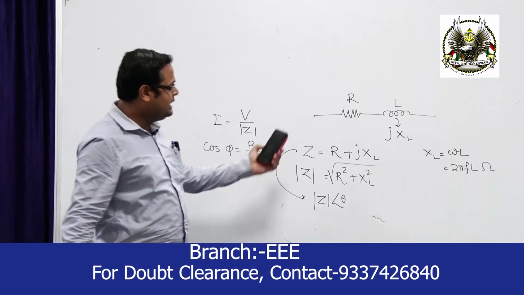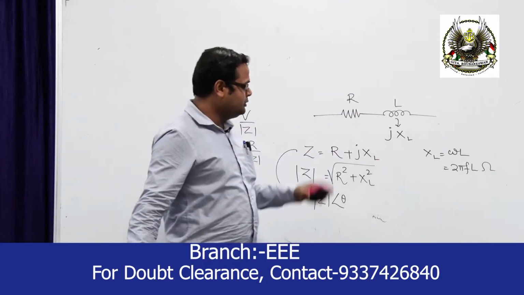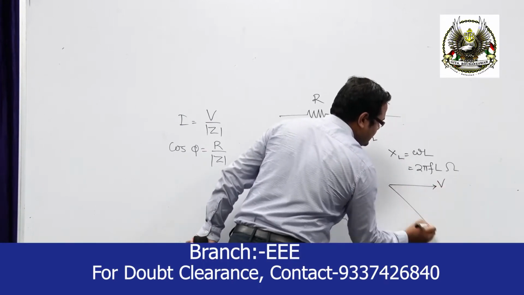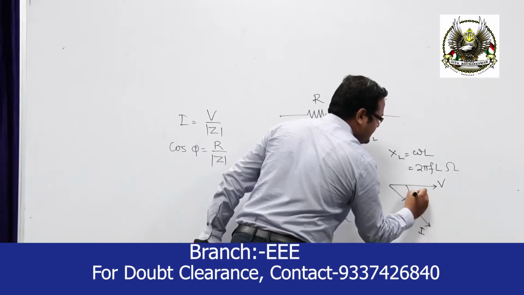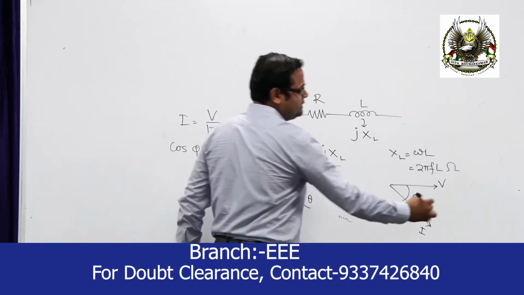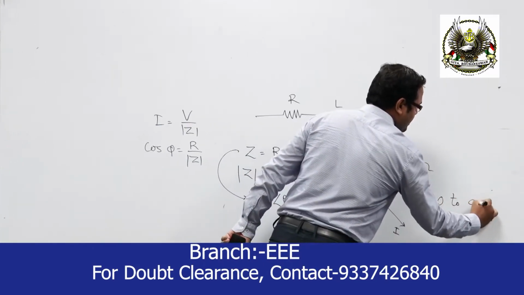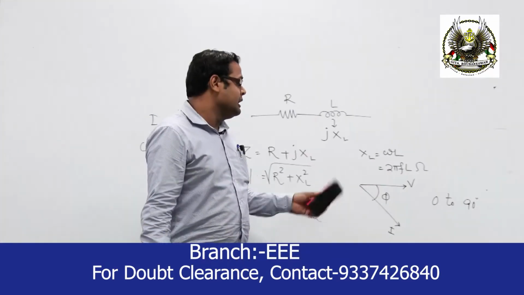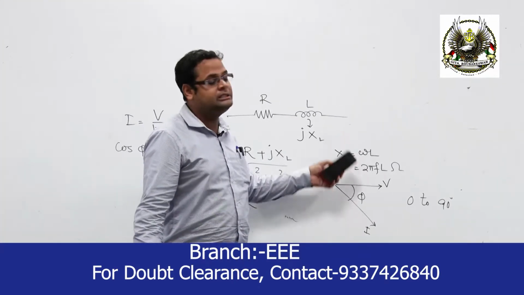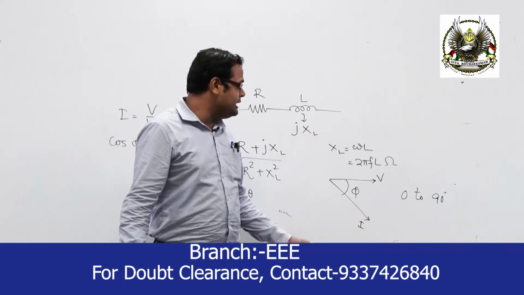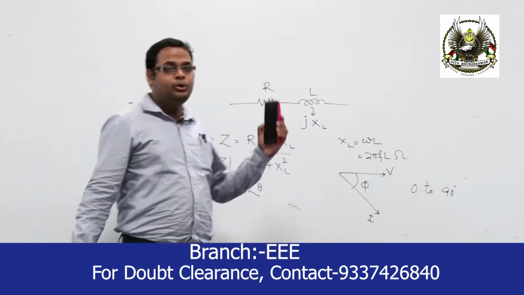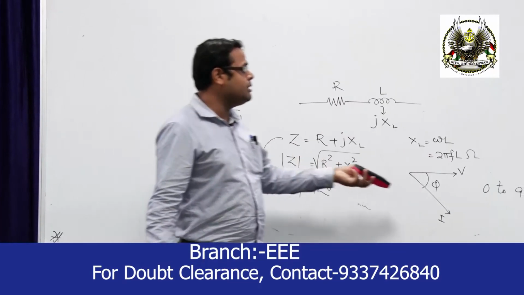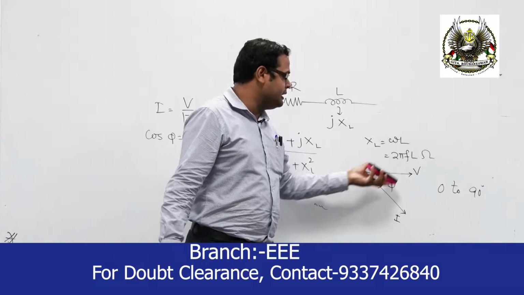So, when we are dealing with a RL type circuit, just remember the angle between the voltage and current will be somehow like this, and it lies between 0 and 90 degrees, not 0, not 90, because in a purely resistive circuit the angle between voltage and current phasor is equal to 0, and in a purely inductive circuit it is 90 degrees. Though we are taking a mixed RL circuit, it will never be 0 or 90, but it will lie in between.